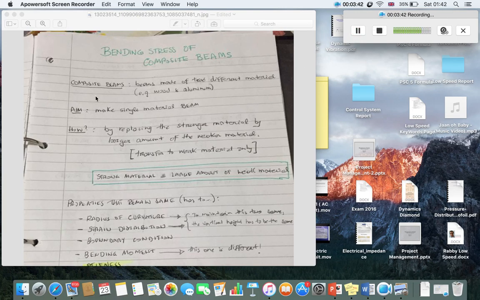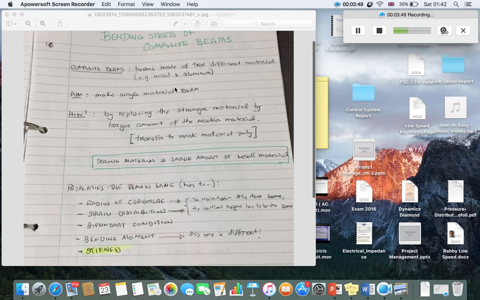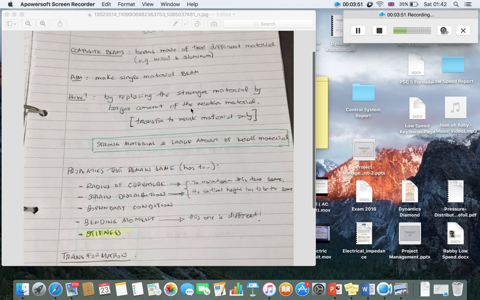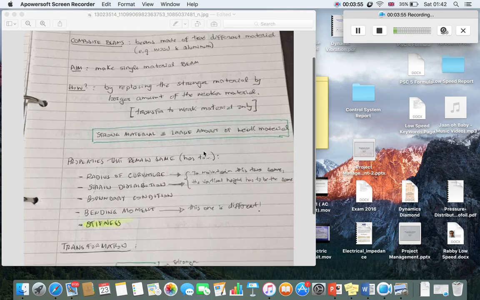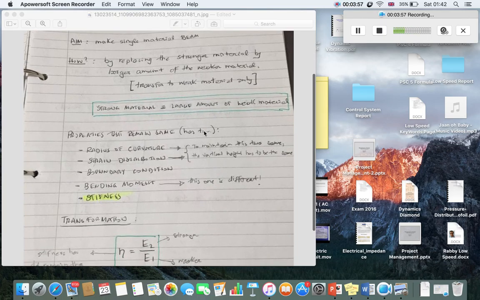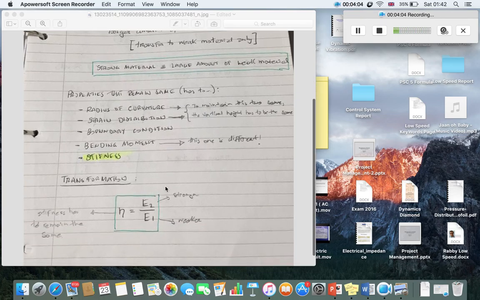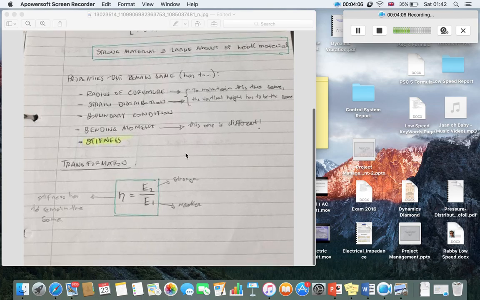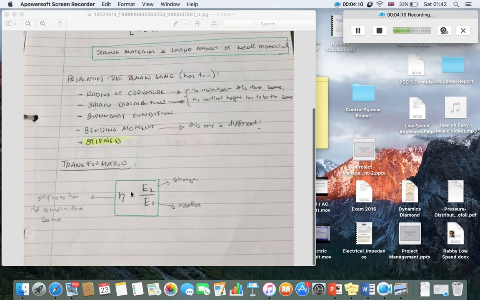Now we'll talk about composite beams which are made of 2 different materials, for example wood and aluminium, and our goal is to make only one material. And what happens is we replace the stronger material with a larger amount of the weaker material. And these are the properties that remain the same while we're doing this change: radius of curvature, strain distribution, boundary condition, bending moment, and of course stiffness. And so the first thing we have to do, we need to keep the stiffness the same. So we find this ratio, the stronger over the weaker material.